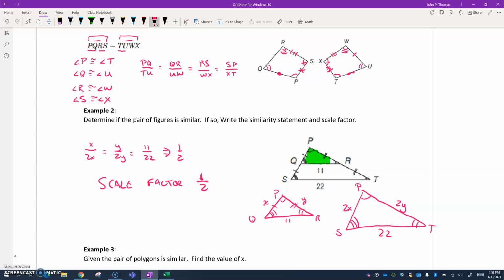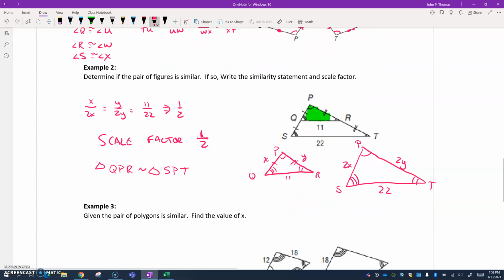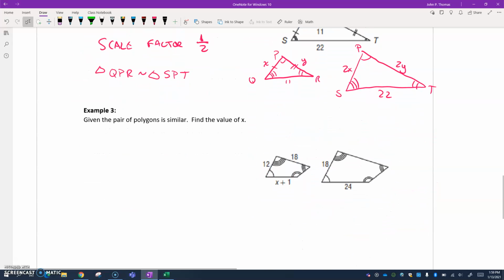If we did from small to big, then it would be 2 because it would just be going in the other direction. So if I multiply lengths by a half to get from the big one to the small one, then I'd multiply lengths by 2 to get from the small one to the big one. And then our similarity statement here is going to be triangle QPR is similar to triangle SPT. All right, and again, I just set it up so corresponding angles were in the same spot.